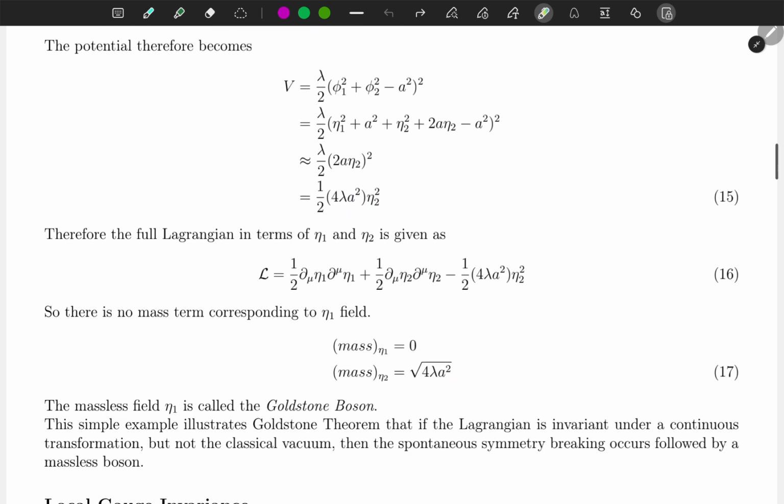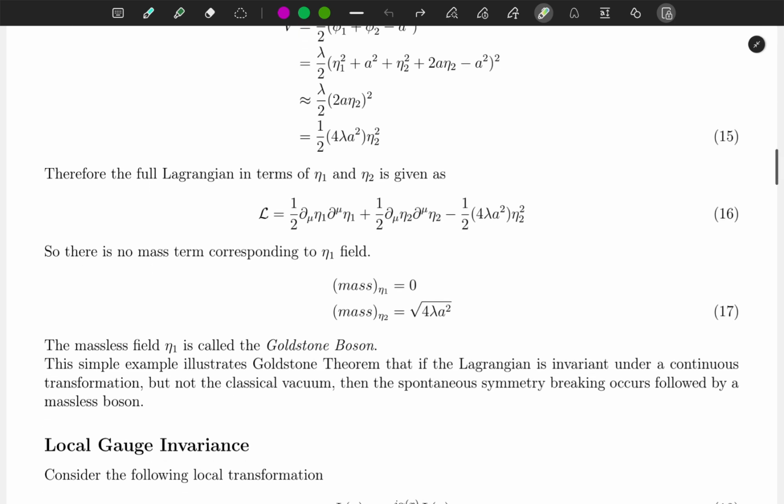But you can see in the potential there is no eta 1 squared term, so the mass of the eta 1 field is 0, and we call this eta 1 field, that massless scalar field, the Goldstone field. The Goldstone field, or the corresponding particle, is called the Goldstone boson.